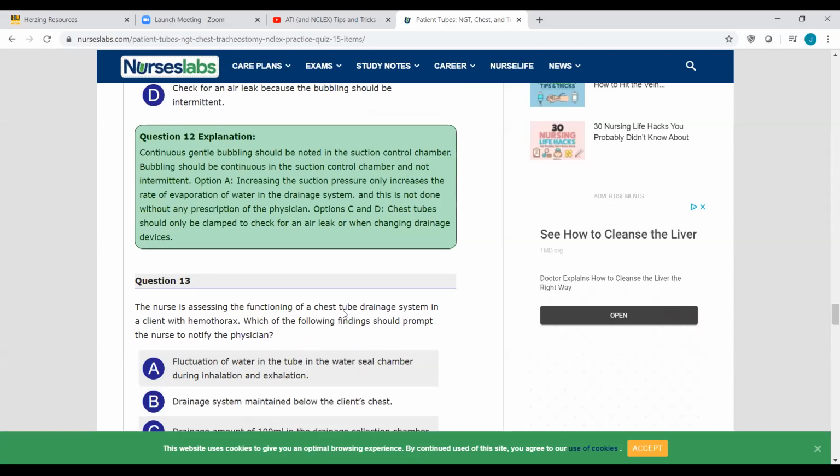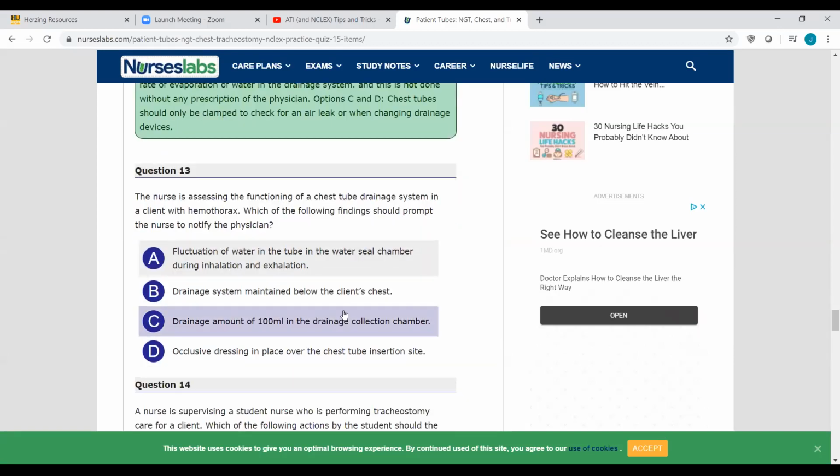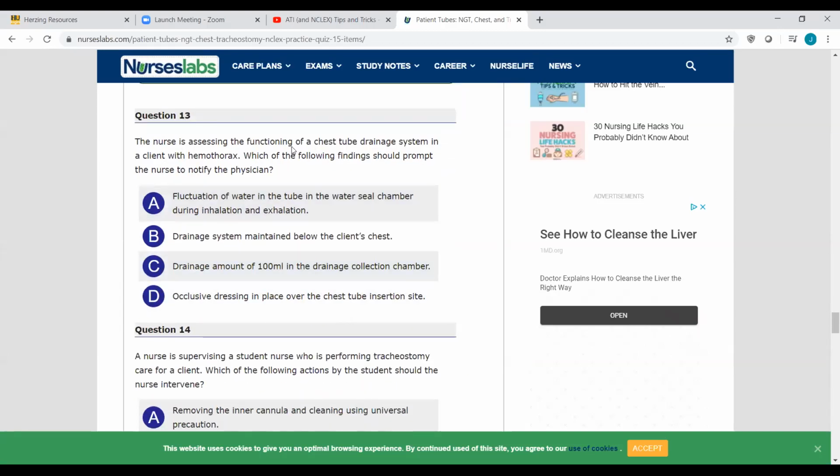Okay. All right, and then here's another chest tube one. The nurse is assessing the functioning of the chest tube drainage system in a client with a hemothorax. A hemothorax is the same thing as a pneumothorax, it just means that you have a collection of blood in that little space that I was just trying to draw for you. So which of the following findings should prompt the nurse to notify the physician?